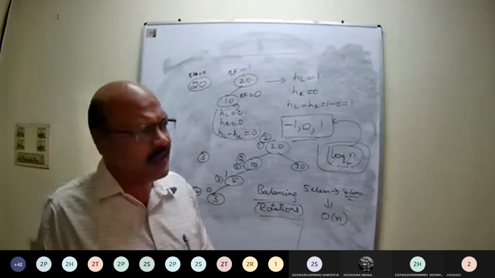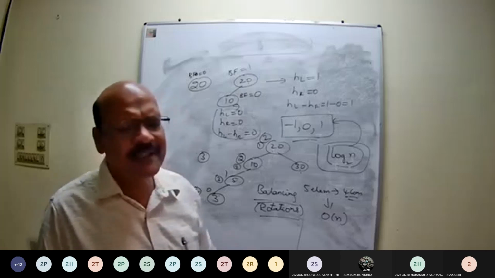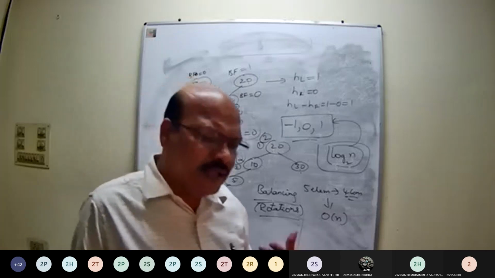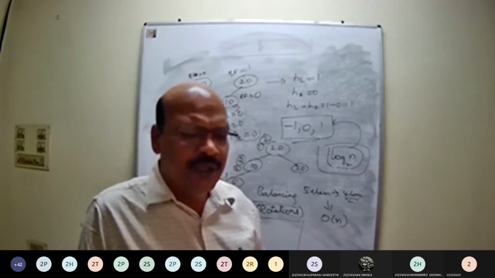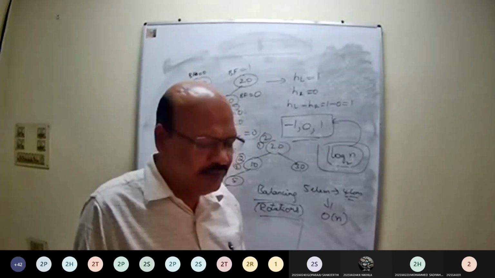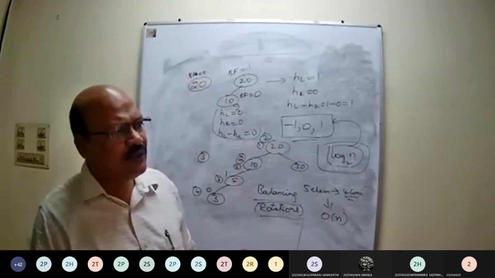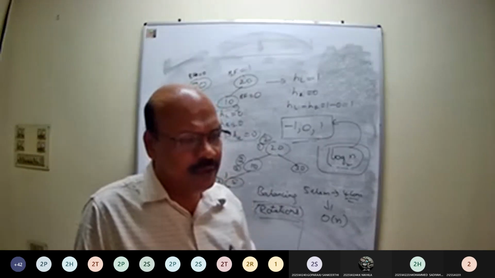So in the next class, I will discuss the 4 rotations that we use in AVL trees, and we will also discuss one example. There's one very popular example for AVL trees. The same question was asked 2 times in your end exams. So I'll discuss that question in Monday's class.